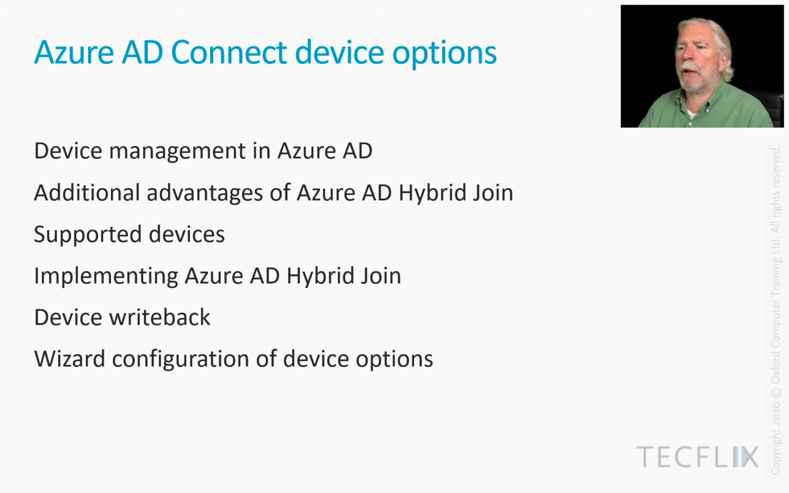Authentication, device options. Let's take a look at the agenda. We're going to start by talking about device management in Azure AD in general, and then focus on Azure AD Hybrid Join. There are specific additional advantages to having both, and it is the type of registration that is configured through and enabled by Azure AD Connect. And Azure AD Connect is what we're talking about here, so that's why that one's interesting. We obviously need to know about which devices are supported, and we need to know how to implement it.